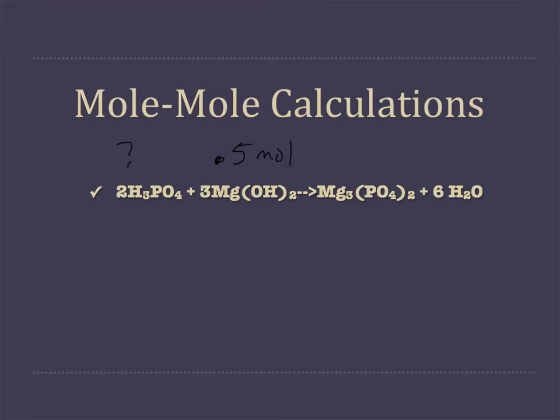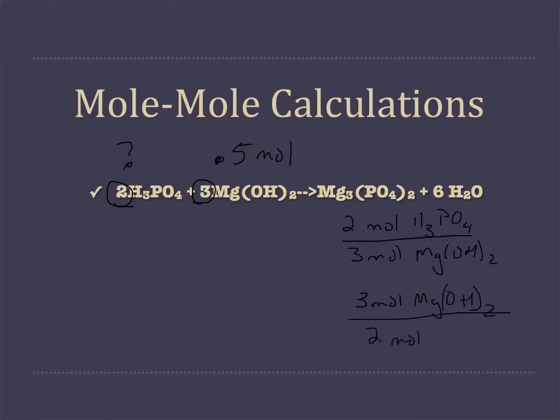Okay, so we're trying to find how many moles we have there. So we need the relationship between these two. We have two possibilities. We could have 2 moles of H3PO4, that's the phosphoric acid, over 3 moles of Mg(OH)2. Or we could do vice versa. We could say 3 moles Mg(OH)2 over 2 moles H3PO4.